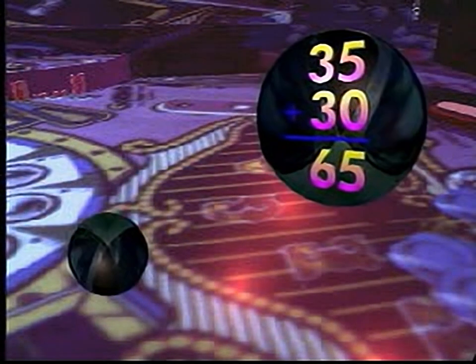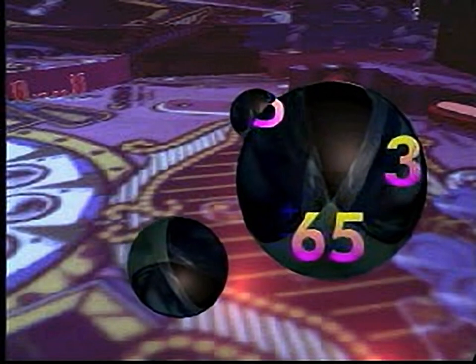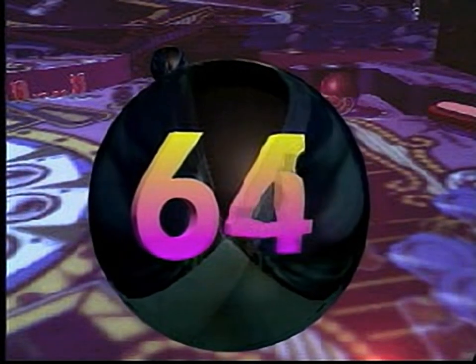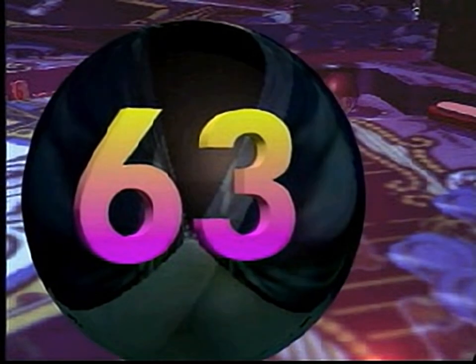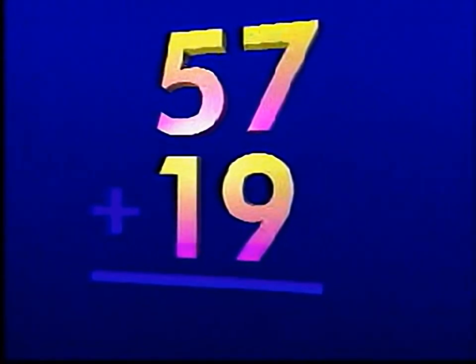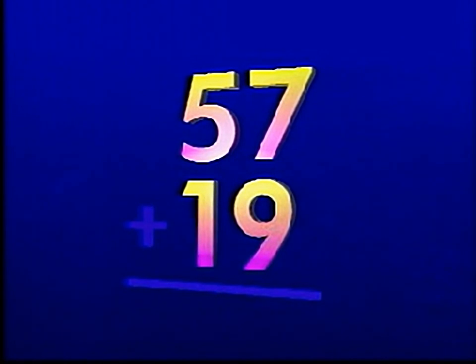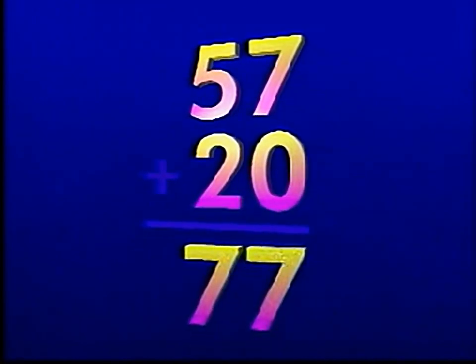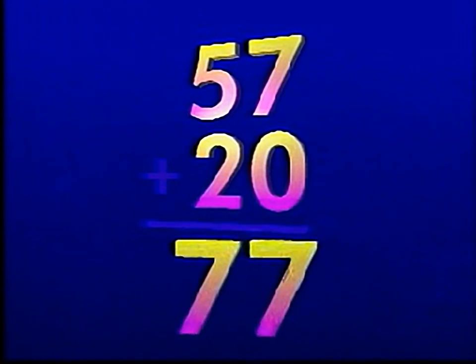Now all we need to do is readjust our answer by the same amount. We increased one of our numbers by 2, so we must decrease the answer by 2. Our real answer, 63. Let's try this one. 57 plus 19. Now 19 is just 1 away from an even 10, so we'll increase it by 1 to make it 20. Mentally add left to right. 57 plus 20 is 77. But now we need to readjust the answer, decreasing it by 1 to make it 76.